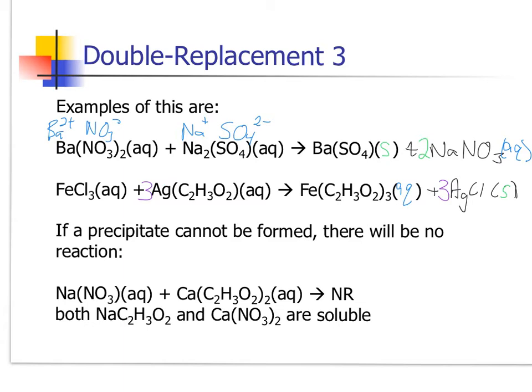Now, if a precipitate can't form, that means no reaction is going to happen. A lot of times students will say nothing happened or there's nothing observed. If we look at the reaction of sodium nitrate and calcium acetate, that would give us just the potential products. Sometimes students actually need to look at it and see what the products might be before they even determine that there is no reaction. They need to determine that calcium nitrate is soluble and sodium acetate is also soluble. Therefore, no reaction. You can use NR or write out no reaction.